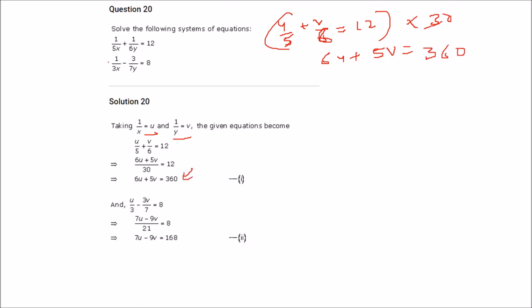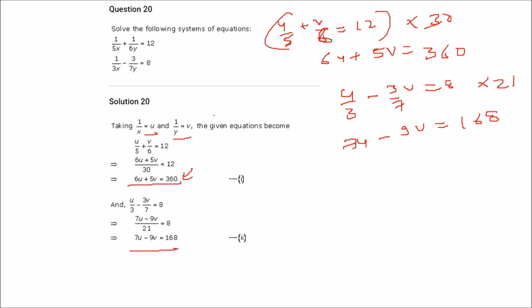What will be the second equation? u by 3 minus v by 7 equal to 8. Now 7 threes are 21, so multiply the whole equation by 21. 3 sevens are 21, so you get 7u here, and 3 threes are 9, so you get 9v, and 21 into 8, 8 ones are 8, 8 twos are 16, so you get 168. So 7u minus 9v equal to 168, and 6u plus 5v equal to 360.